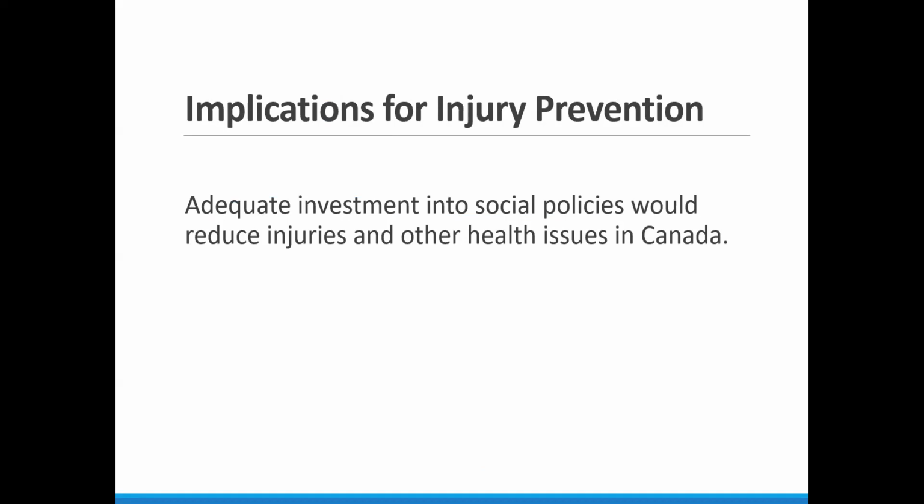And what does this mean for injury prevention and fall prevention? Well, adequate investment into social policies would reduce injuries and other health issues in Canada. And what we're really trying to show here is that it's an important component of a comprehensive approach to preventing fall-related injuries. We have an opportunity to really leverage some of the existing work and existing social policies out there in our provinces and other jurisdictions that can help us in our fall prevention work. And we're going to get more into that right now.